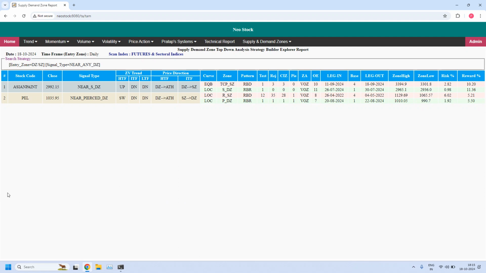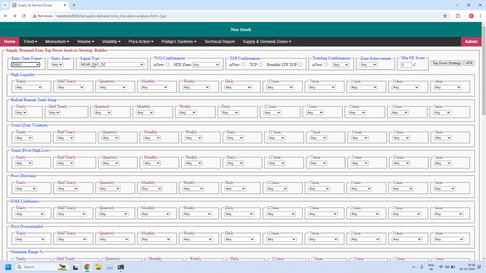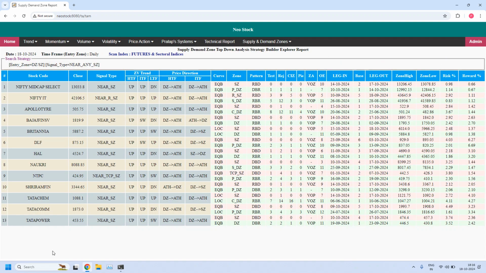PL is piercer zone. Okay, next we identified one high liquidity daily zone from this list. Next, for daily time frame, let us find the stocks near daily supply zone. 13 stocks are filtered. Let's identify any high liquidity supply zones from this list.